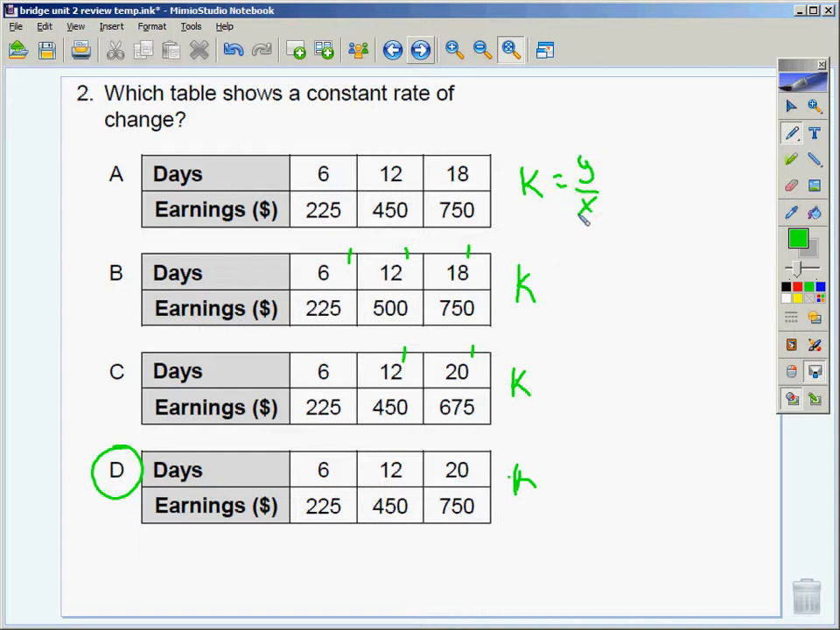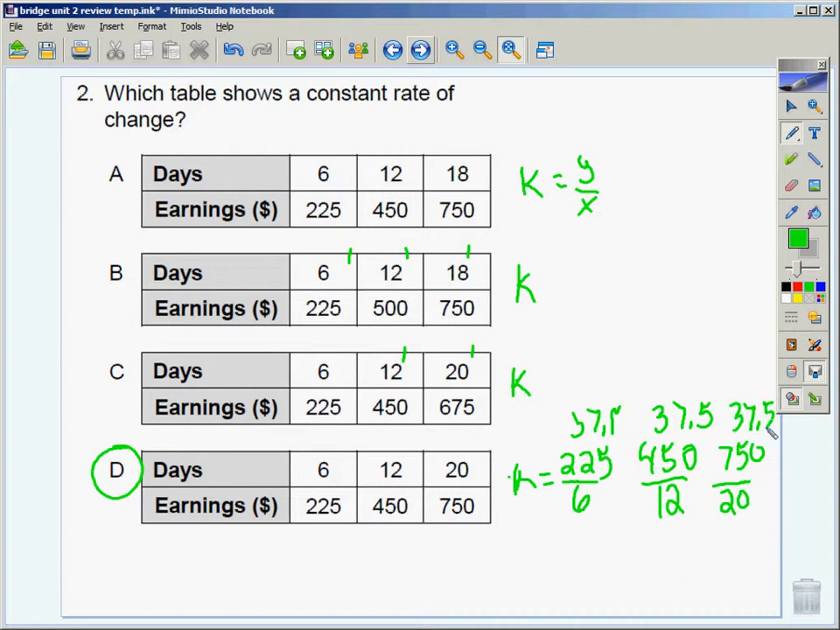And K is Y over X. I actually have to work it for each piece until I find something where it doesn't stay what? Where it doesn't stay the same. In part D, if I do 225 divided by 6, it's going to give me 37.5. If I do 450 divided by 12, it's going to give me 37.5. And if I do 750 divided by 20, it's going to give me 37.5. So K stayed a constant 37.5 in D, and in all the others, K didn't stay what? Constant. Questions about number two?